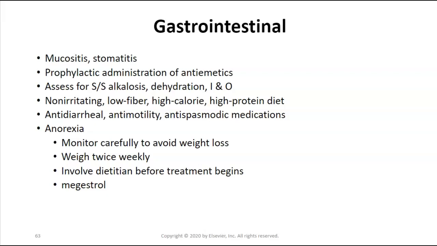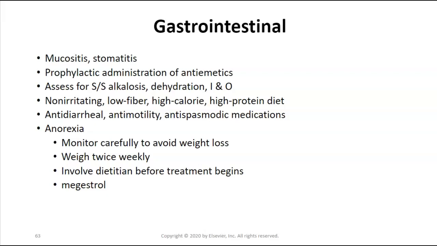You need to make sure that if your person is vomiting, you monitor them for alkalosis and dehydration, and watch their eyes and nose. Depending on what's going on, whether they have constipation or diarrhea, we want to target the diet for them, right? People who have diarrhea need low fiber, high calorie, high protein, which is across the board for cancer. But in general, low fiber, low residue for diarrhea, increased fluids, and antidiarrheals. If it's constipation, on the other hand, we'd want to increase the fluids, give them high fiber foods, some stool softeners, and make sure they know not to strain.